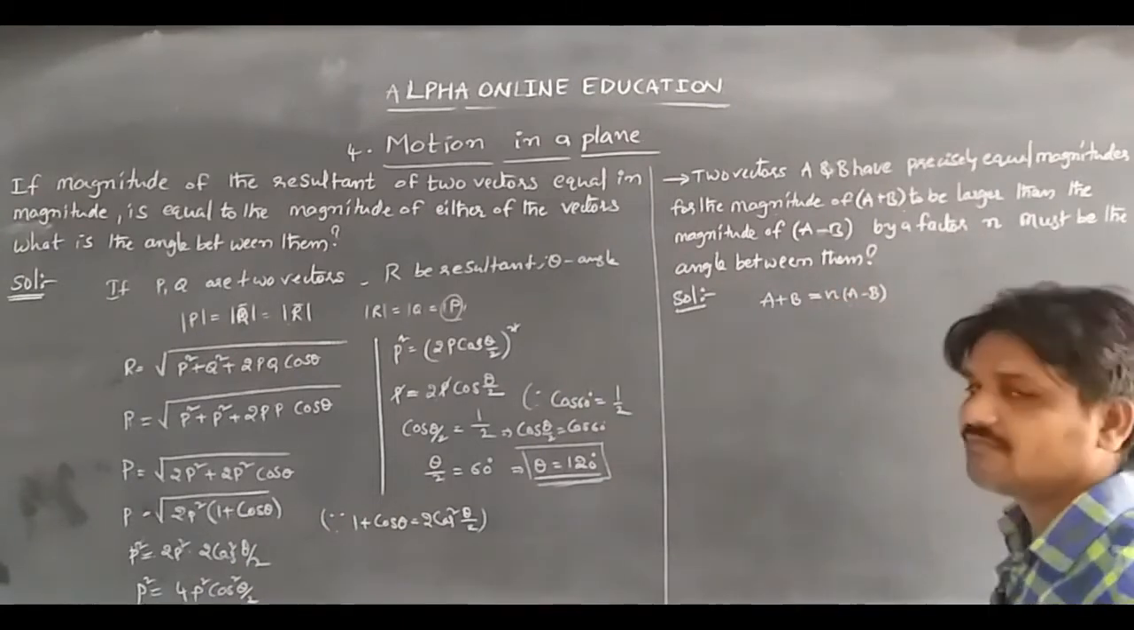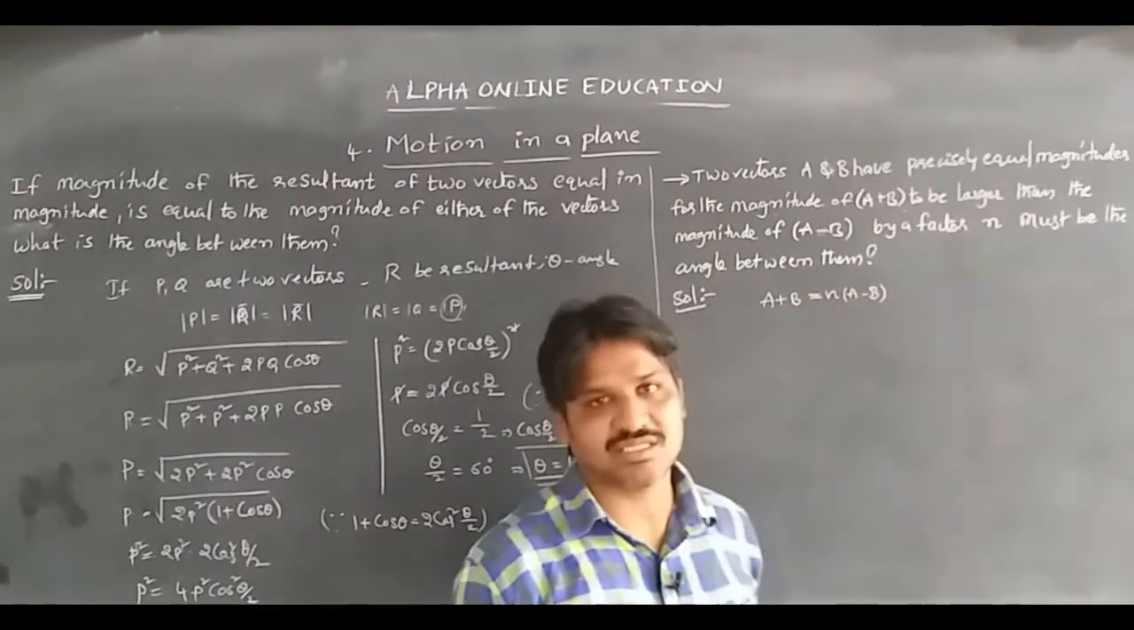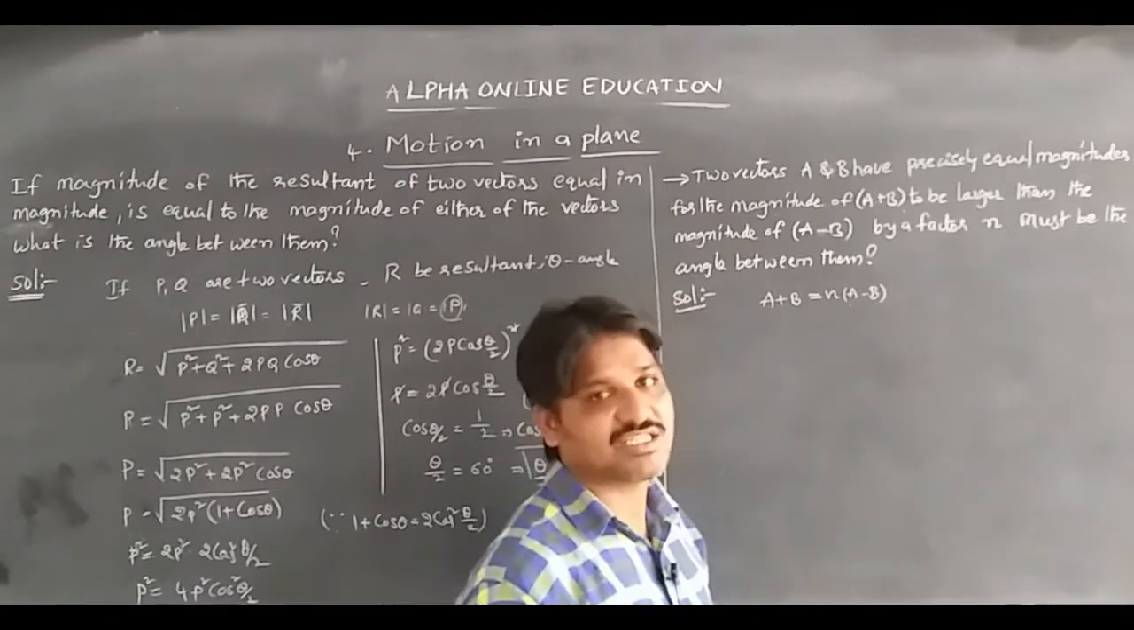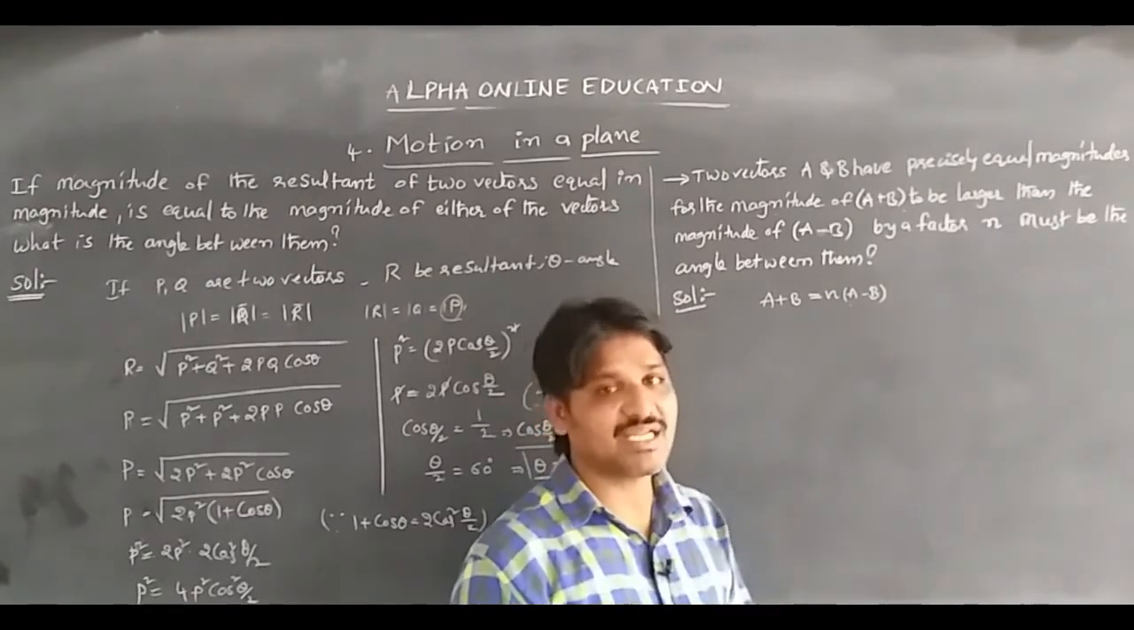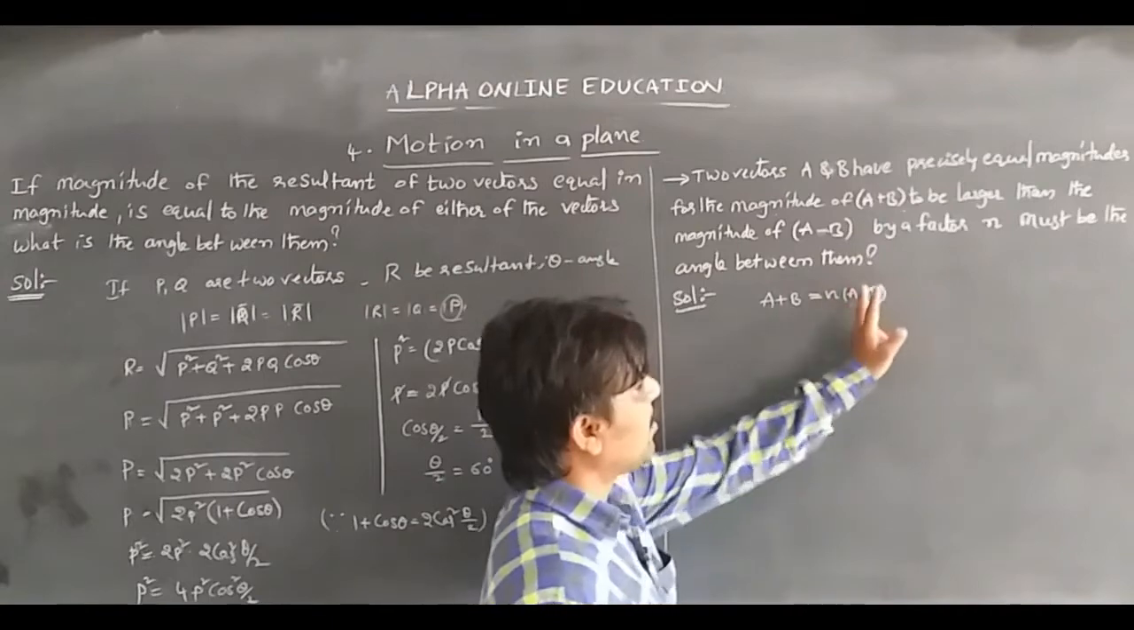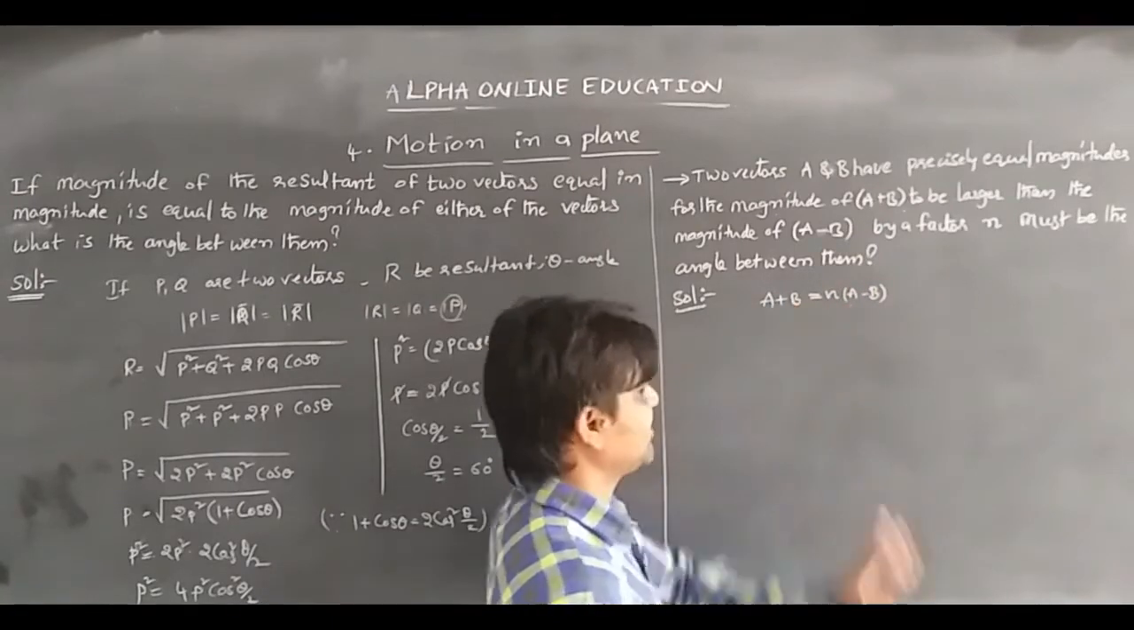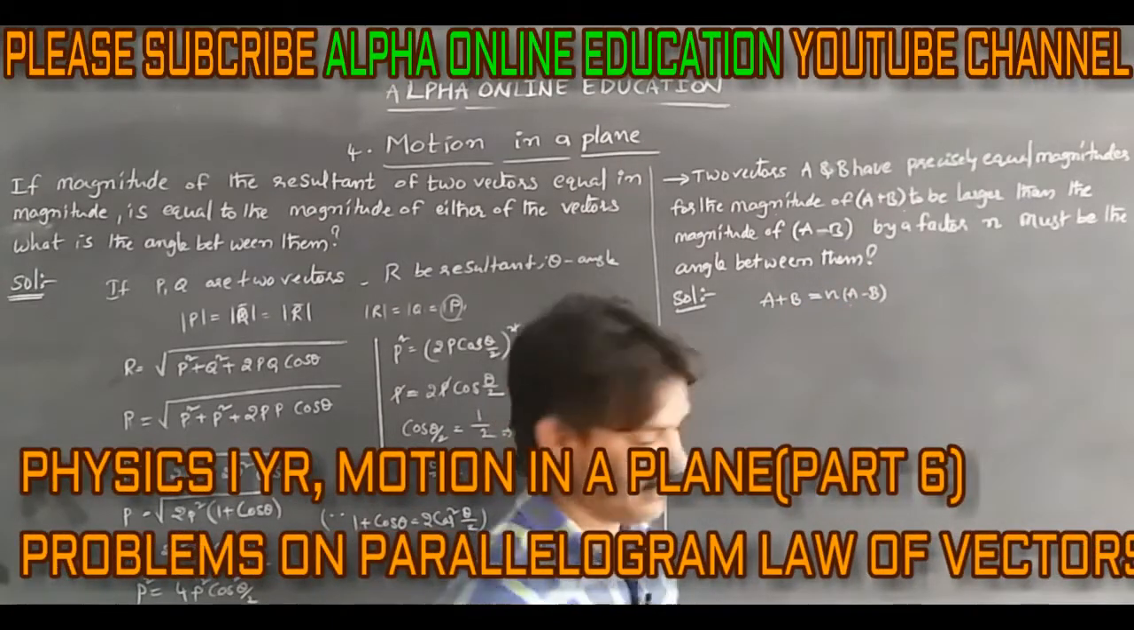So by the factor of n means n times larger than A minus B. A plus B is larger than A minus B by the factor n. Then what is the angle between them? He asked for the angle between them.